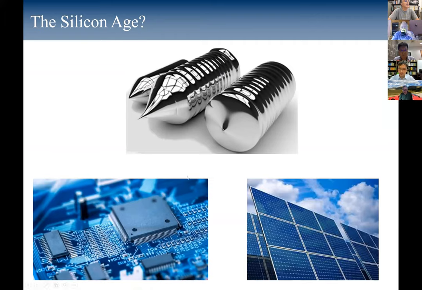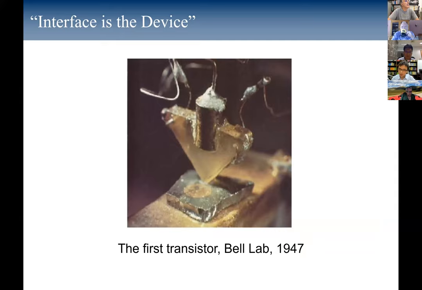The modern information society was built on the silicon for computation and even for energy harvesting. Well, why is silicon so useful? It's a semiconductor. That means you can make it conductive or insulating just by giving a little bit of perturbation. And this is actually the underlying mechanism of a transistor that was first built in Bell Labs in the 40s. The trick is that you have to make the material very thin so that it's an interface, and the interface actually is a device.